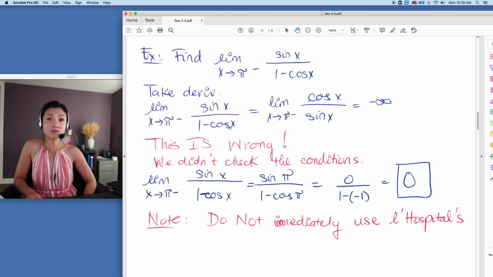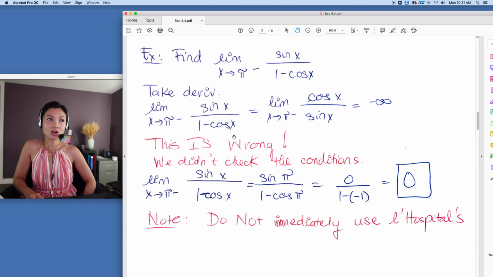The condition from the beginning: you have to take pi and plug it in here, and plug it in here, and see if you get 0 over 0, see if it's indeterminate. We didn't check the condition. So if I plug it in, I get 0 over 1 plus 1, which is just 0. So the limit in fact is 0.